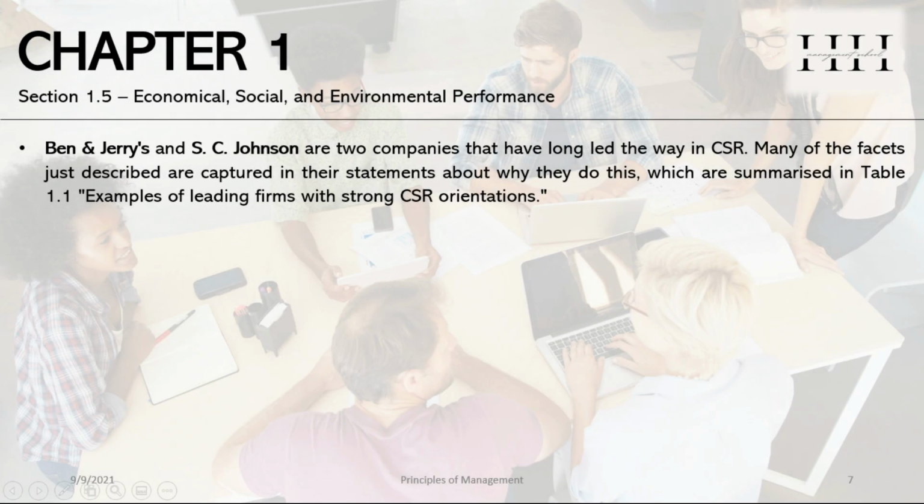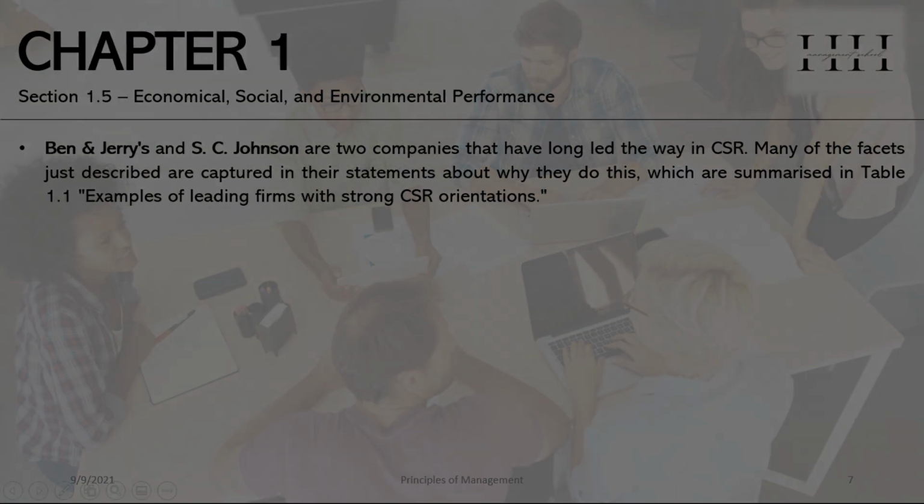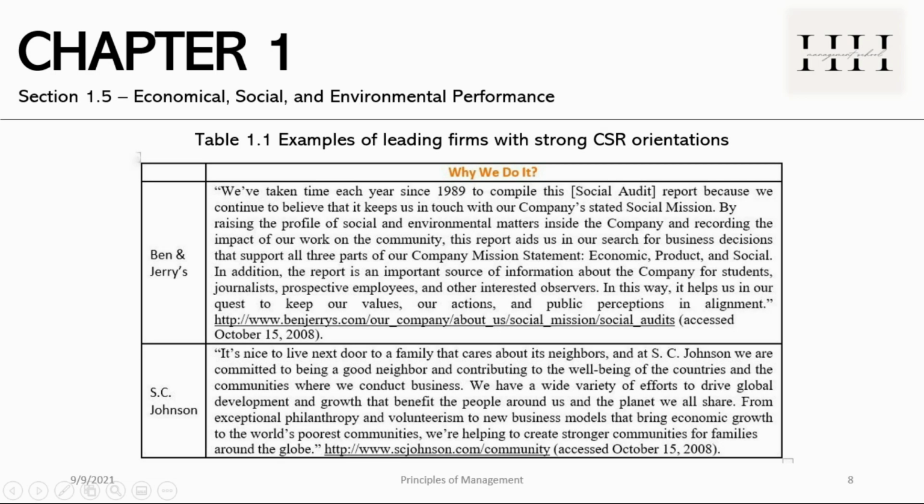Ben & Jerry's and S.C. Johnson are two companies that have long led the way in CSR. Many of the facets just described are captured in their statements about why they do this, which are summarized in Table 1.1. Examples of leading firms with strong CSR orientations.